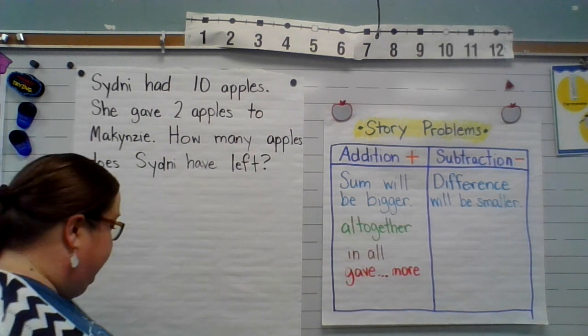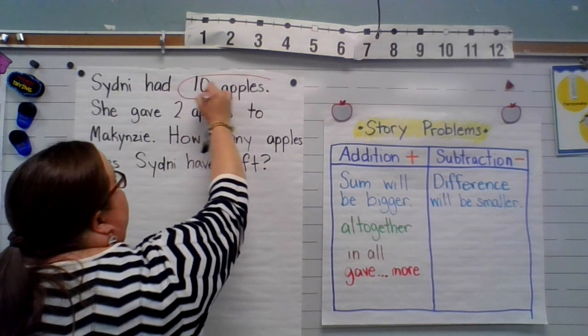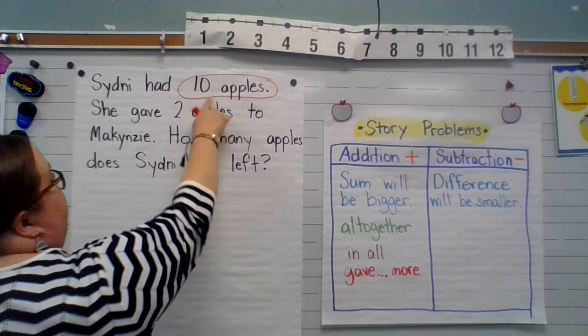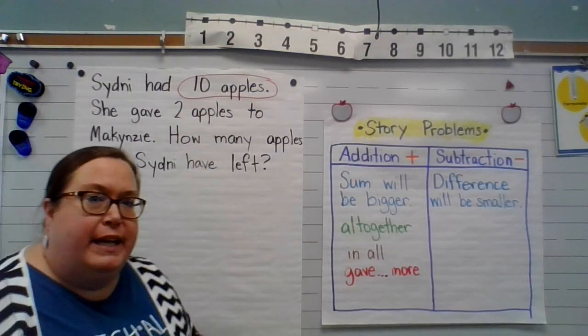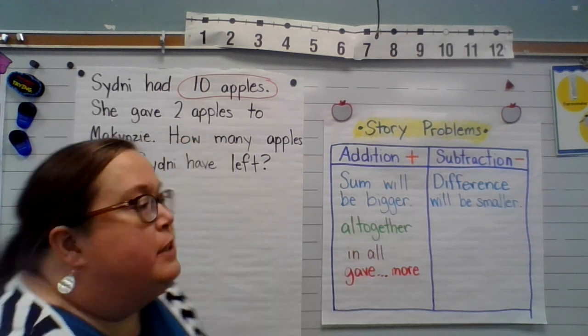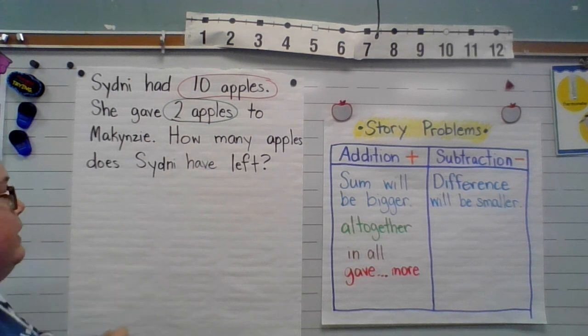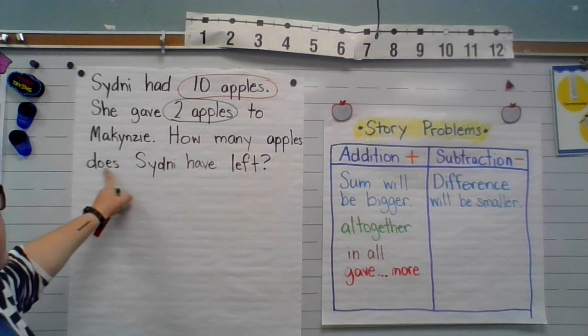Okay, well, let's see here. This is important. Sydney had 10 apples. What's the other part that's important? The next part that we have that's important, she gave 2 apples to Mackenzie. How many apples does Sydney have left?